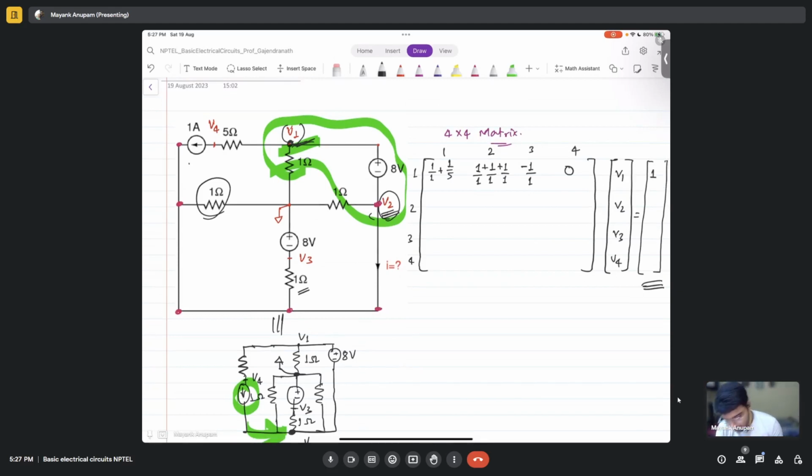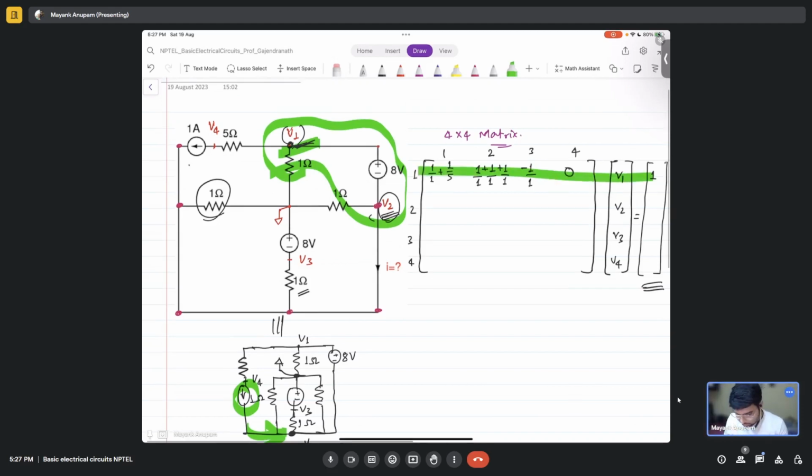This concludes the first row, right? Now in the second row, what should I do? I formed a super node using 1 and 2. So I should better write the voltage source definition. This 8 volt is between V1 and V2, right? So V1 minus V2 is 8 volts. So let's write that. V1 minus V2 is 8 volts, correct?